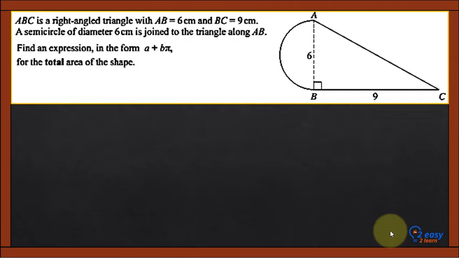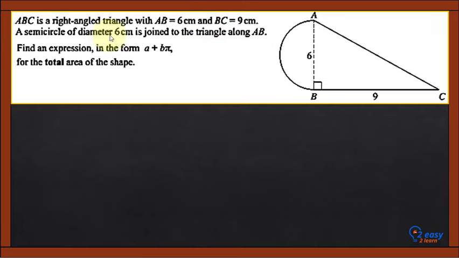Question number 3. The diagram is given and it is a triangle and a semicircle. Let's read this question. ABC is a right angled triangle. It's very important information because for the area of a right angled triangle, one side is the height and the other side is the base. With AB 6 centimeter, the BC is 9 centimeter.